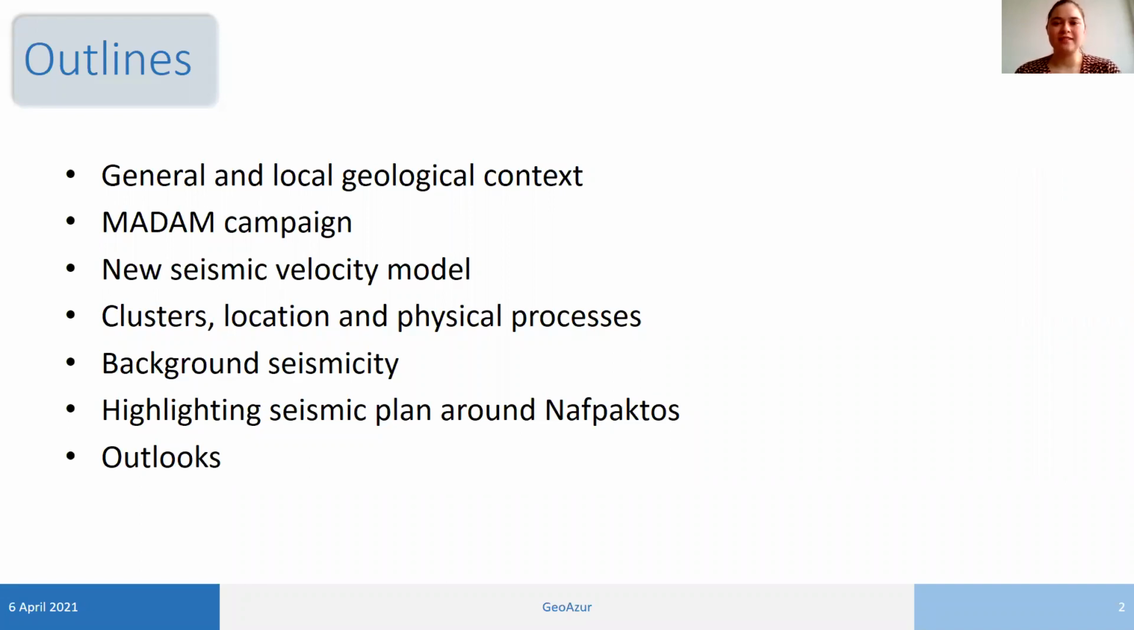So here are the outlines of the presentation. We will start with a quick view on the general and more local geological context and continue with the presentation of the micro-seismic survey, thanks to the MADAM seismic campaign. Therefore, I will present a new seismic velocity model for the region and pass on to the results with structures highlighted by the micro-seismicity: first, cluster location and their physical processes, the background seismicity, and a seismic plane located towards the Corinth Gulf. And to finish, the outlooks, because my work is still in process, so we still have many questions and analyses to do.